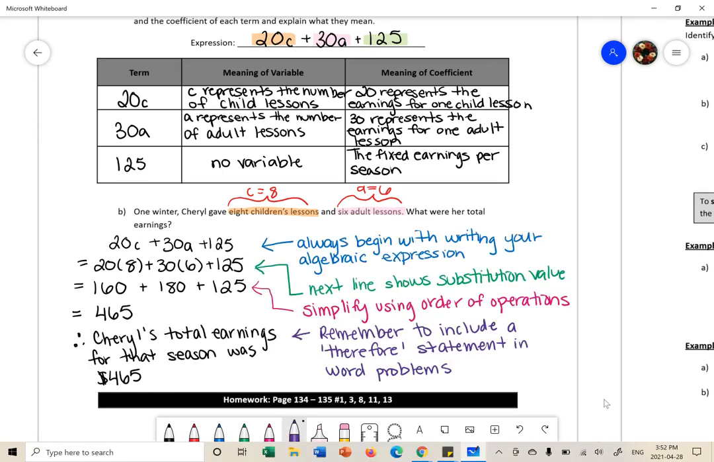At the bottom of this page, there are some homework questions for chapter 3.4. I encourage you to stop the recording now and complete these questions before continuing watching lesson 3.5.